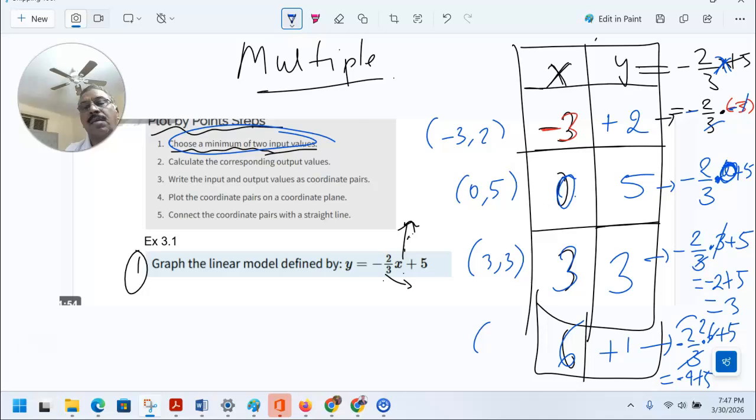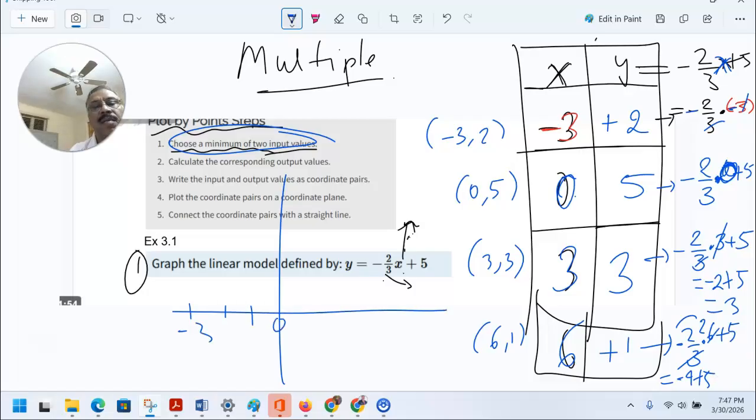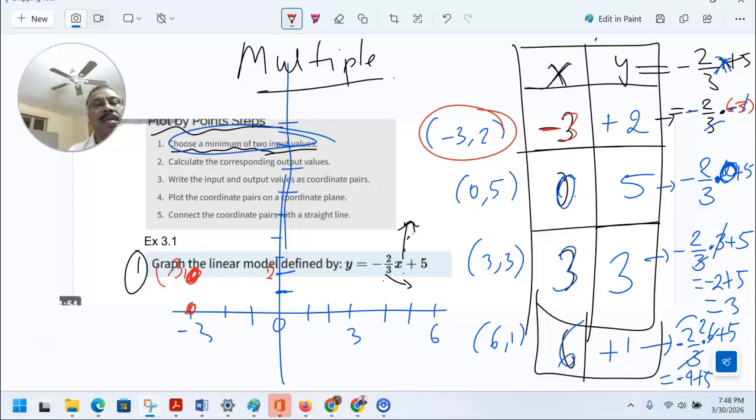I got 4 of them. And when you want to graph this, you can say, okay, -3, 0, 1, 2, 3, and then 4, 5, and 6. See? So -3 and 2 will be, let's say this is 1, 2, 3, 4, 5, 6, 7, 8, 9, like this. We'll mark this point. -3 is here and 2 is here. So this will be the first point, -3 and 2.